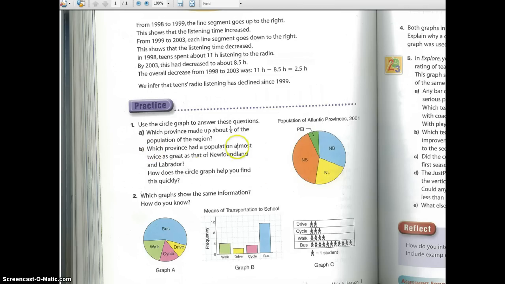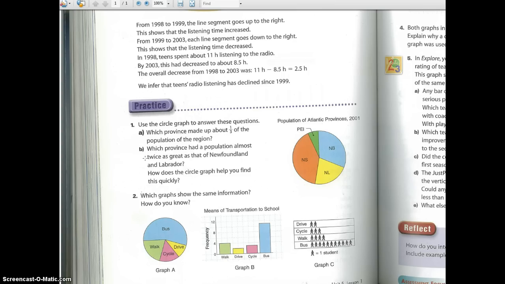Part B says, which province has a population almost twice as great as that of Newfoundland and Labrador? Well, Newfoundland and Labrador is this little yellow part. So which one, PEI, Nova Scotia, or New Brunswick? PEI, NS, NB. Which one is about twice as big as Newfoundland? And how does the circle graph help you to find this quickly? So how can you see that quickly? All right, that's question number 1. Can you pause me right now and give question number 1 a try? Answer 1A and 1B. So pause now, give it a try.